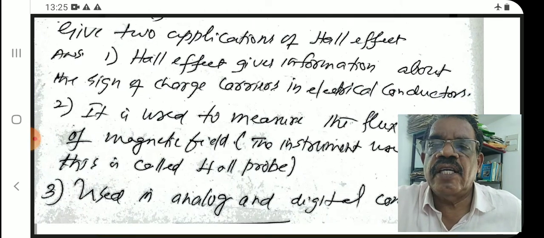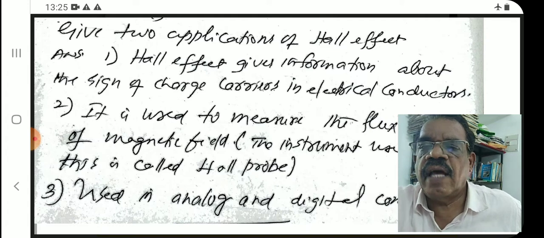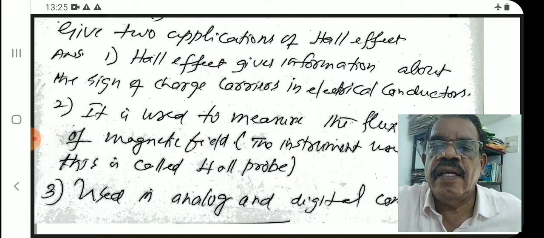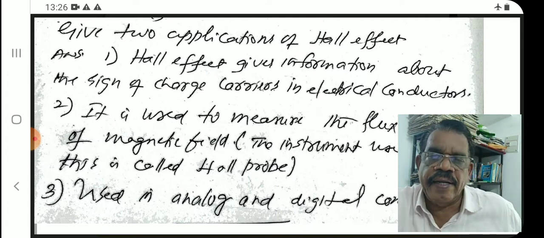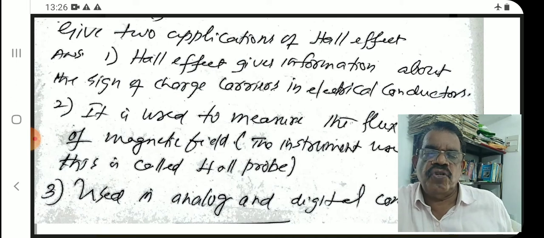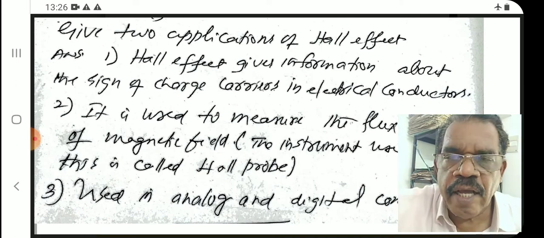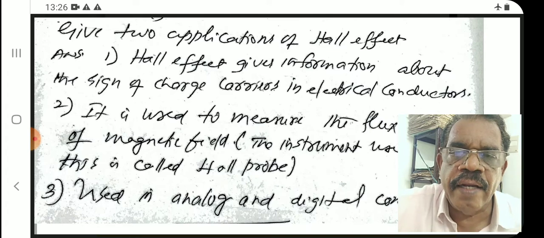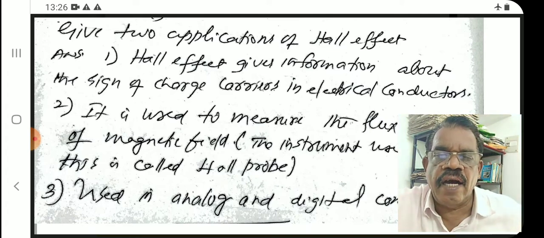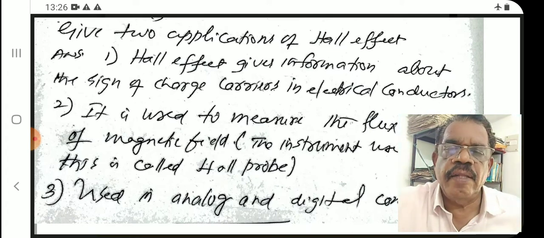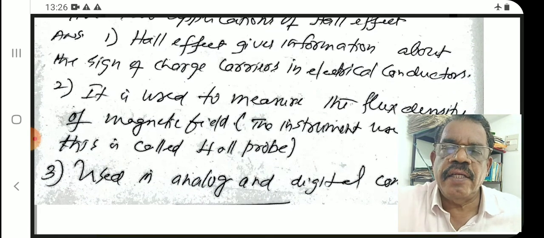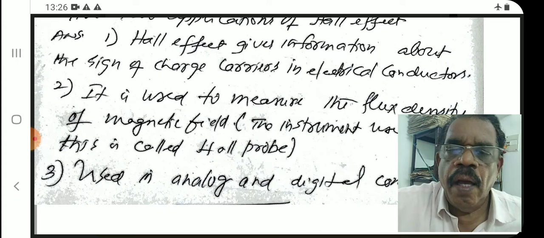Number one, Hall effect gives information about the sign of charge carriers in electrical conductors, whether positive or negative. In the problem we did above, we got negative charge. So we can use the Hall effect to find the nature of the charge. In a conductor, the nature of the charge can be determined using Hall effect.